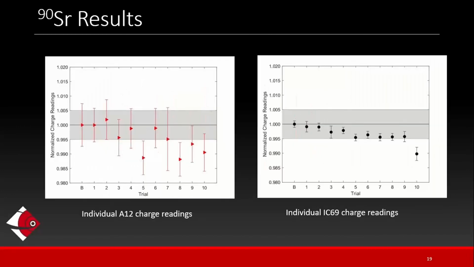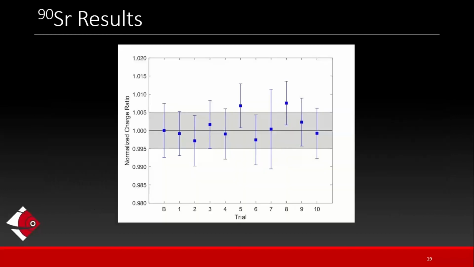A similar trend is shown when comparing the A12 and the IC69 chamber. Once again, that final data point of the IC69 is well outside of the threshold of plus or minus 0.5%, while all the other data points have a very small uncertainty and fall within this threshold. When comparing these ratios again, you see there are still a few points outside of that threshold, but once again, the A12 was so noisy that it's very difficult to tell. And that final data point, where both points seem to be trending, falls well within that threshold.